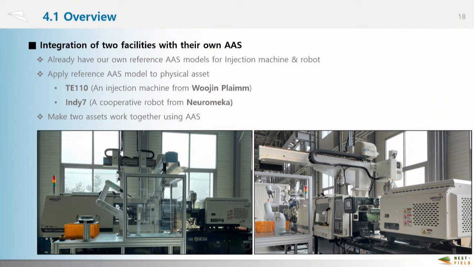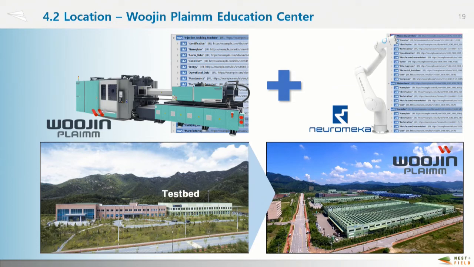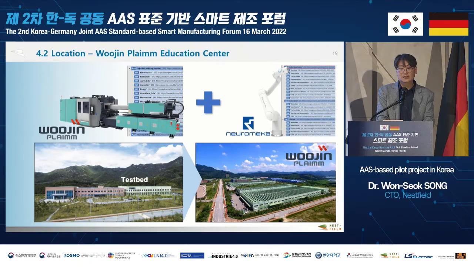We combined these two assets by utilizing AAS, and we wanted to see what would happen. You can see the photo taken from the shop floor. The testbed is located in Ujin Prime, in the Poeun area in South Korea. You can see there is an R&D center, and within their R&D center, we have located our testbed. We have the injection machine and the robot arm. They are working together.